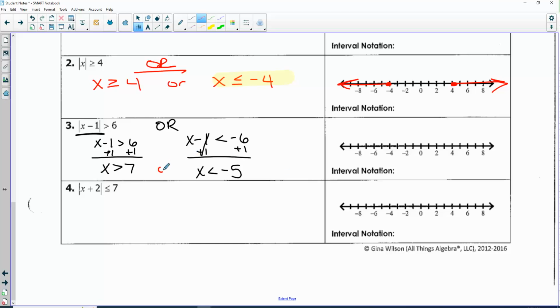So these are or, so we expect them to go two separate directions. Open or closed circles? Open. So greater than 7 starts at 7 and goes to the right. Less than negative 5 would be an open circle at negative 5, going to the left.